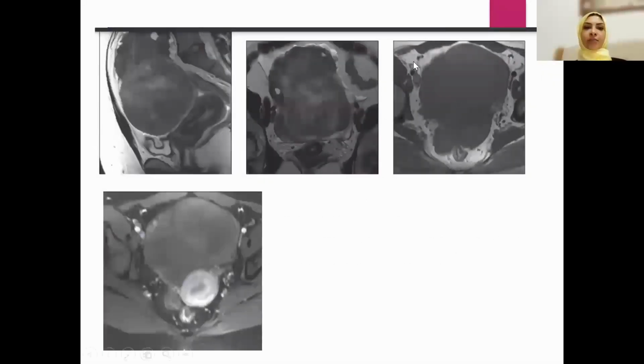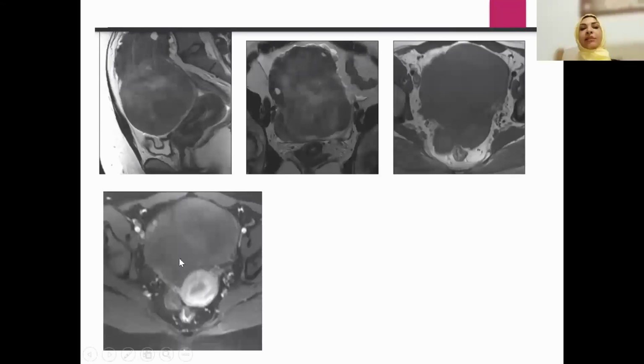This is an example of a thecoma. There is a tumor arising outside the uterus. It's quite large, and we will see later when the tumor is large, localizing the origin of the tumor might be difficult.